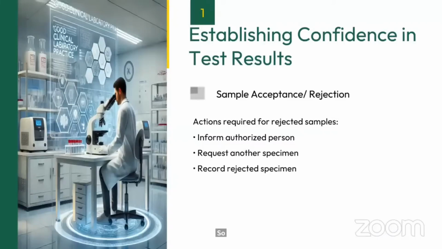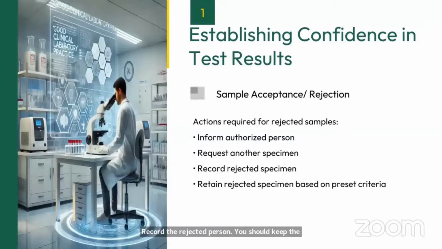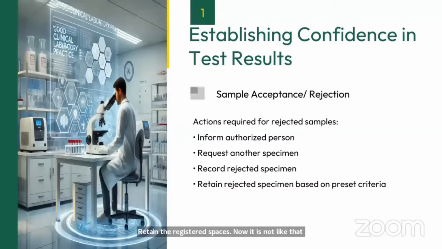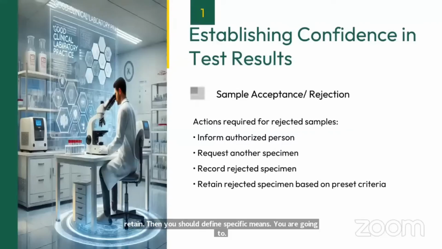Record the rejected specimen. You should keep records of all the specimens which are rejected. Retain the rejected specimen based on preset criteria. It is not that once you have rejected the specimen you just discard it or put it in a dustbin. You can retain the specimen based on your preset criteria. So you should define specific criteria for which specimens you are going to retain even after rejection.